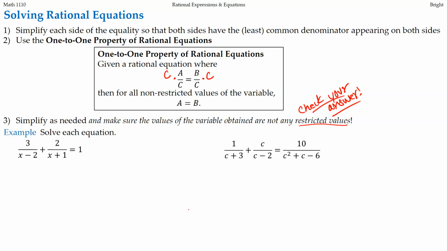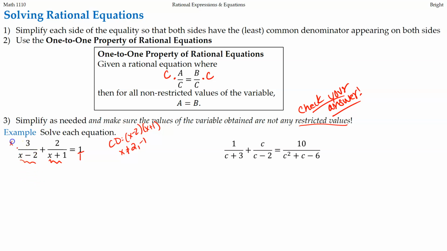Okay, so this first one on the left here, we're going to work on to get a common denominator. This side is just a 1. The common denominator is going to be x minus 2 times x plus 1. So if you need to make that note just off to the side, we have x minus 2 and x plus 1. Also, x cannot be 2 or negative 1, so those are our restricted values.